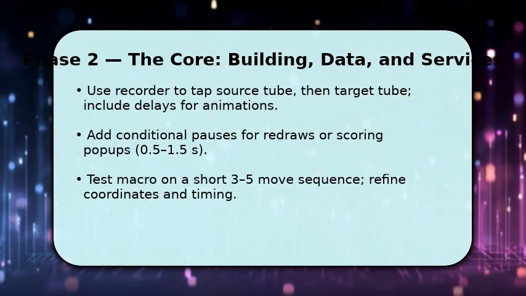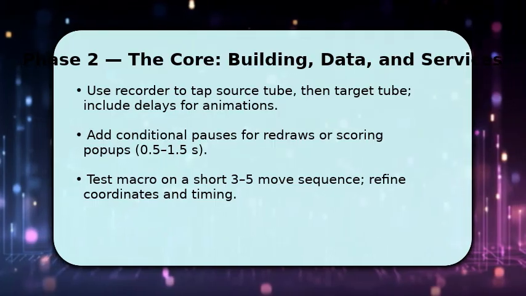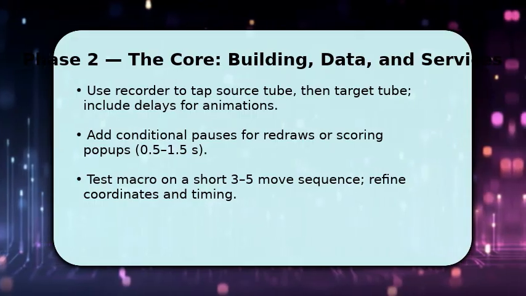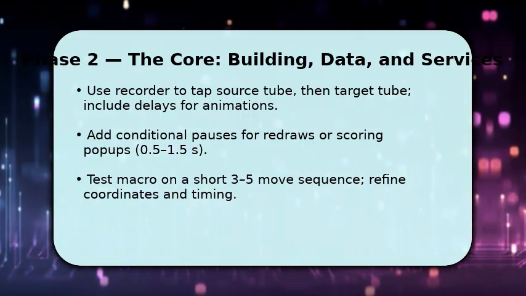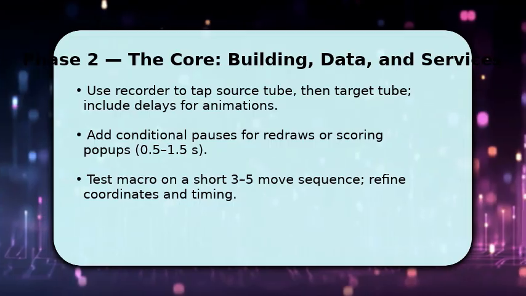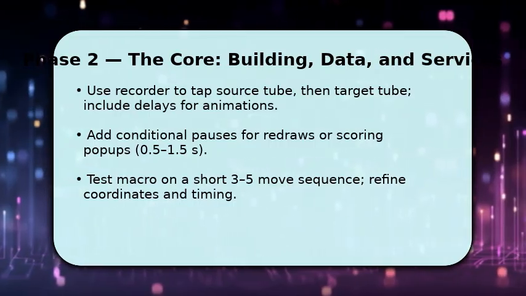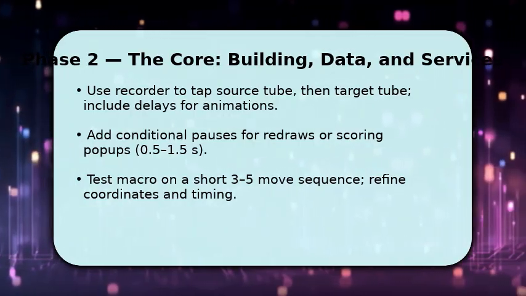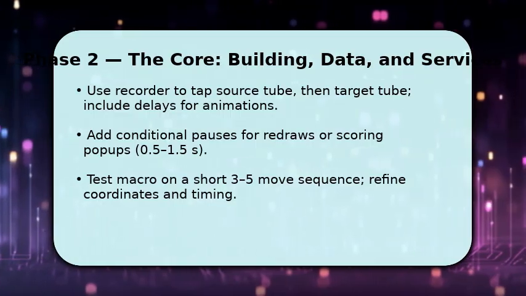Now record the actual sorting sequence. Tap the source tube where the top ball sits, then tap the destination tube. Repeat the pair of taps for each planned move and insert short delays to let the ball animation finish so moves don't overlap. Add slightly longer pauses, 0.5 to 1.5 seconds, for level completion pop-ups or redraws.